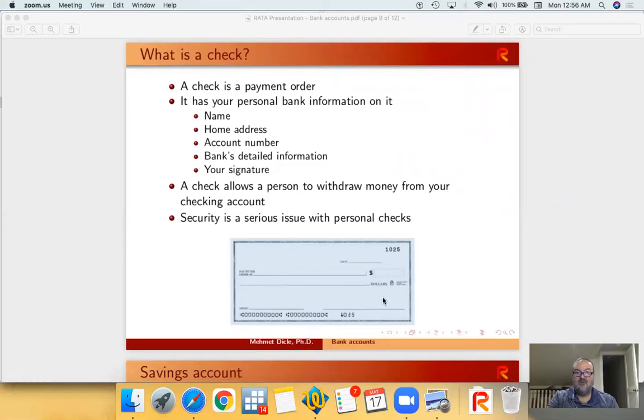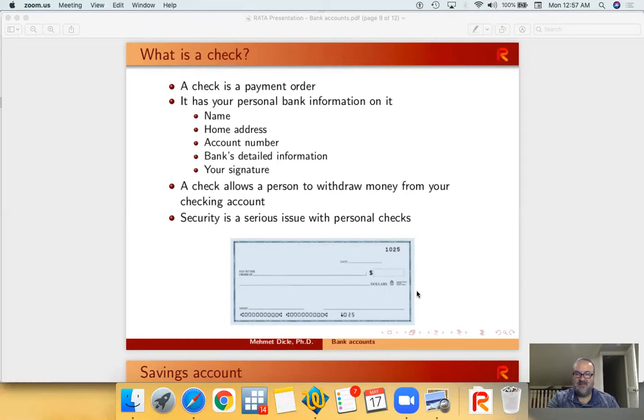A check allows a person to withdraw money from your checking account. Basically, you're saying that person ABC can have this much from my account. It's a payment order. So the person takes this to a bank, endorses the back of the check, signs his or her name, and then gets the cash. But security is a serious issue with a personal check. Check kiting is a federal offense. It's an offense at the state and federal levels, and it really is a serious offense. Every day we hear of people who become victims of check fraud, so you should be very careful about owning checks, safekeeping checks, writing checks, and about who you write checks to. And it really should not be the main form of payment for you.